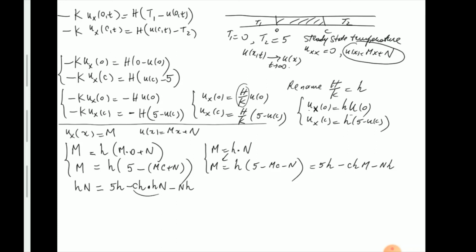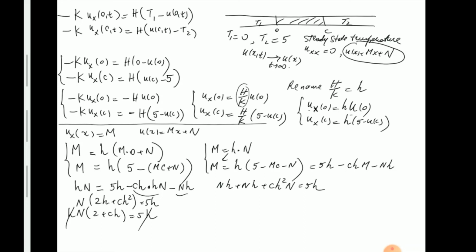Let's move everything in terms of N on the left hand side. So we have Nh plus another Nh plus ch squared N equals 5h. And if I pull out N, I get 2h plus ch squared equals 5h. And I can actually simplify by h. So if I pull h over here, I can cross out one h. So I get N equals 5 over 2 plus ch. And from the substitution, we get that M equals little h times N. So that makes it 5h over 2 plus ch.